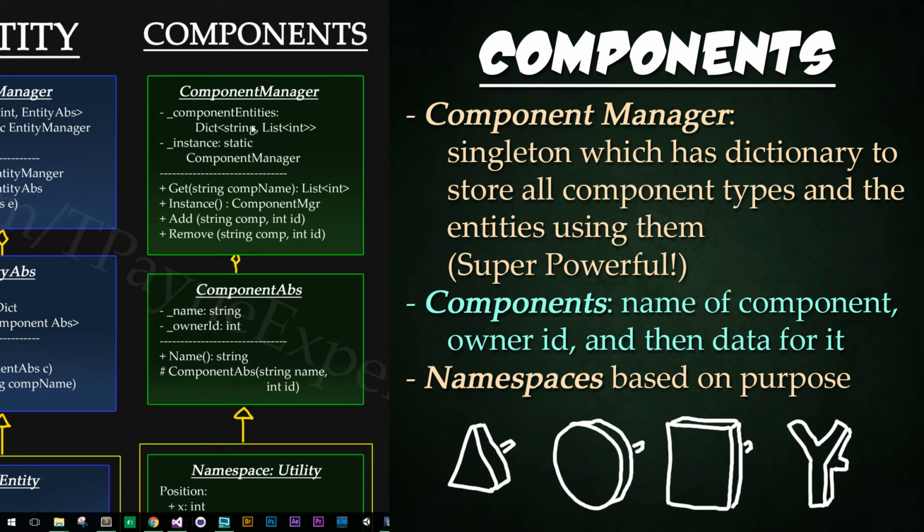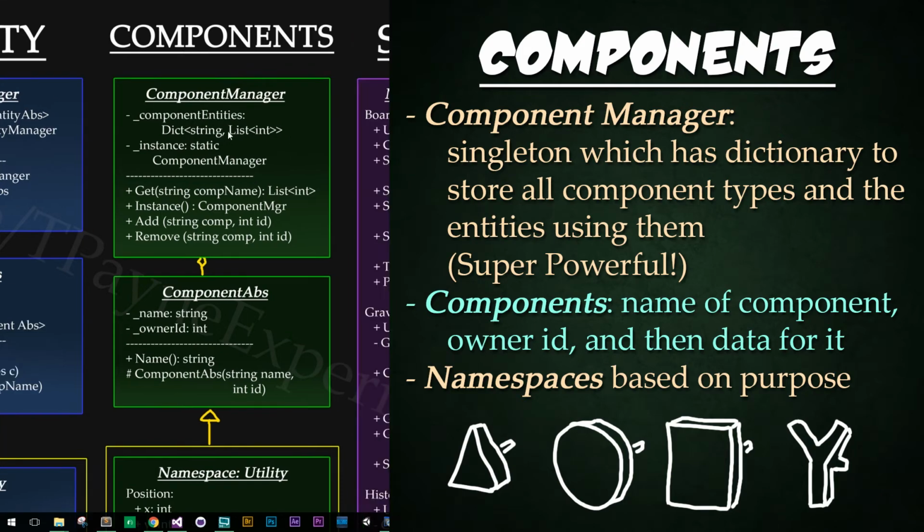And it has a dictionary for component entities, so that if we want to get any entity that has a particular component, we can grab all entity IDs, which is this list of ints, based off the name of that component. And so very quickly, we can grab all entities that are movable by just asking for all entities with the range component. And then boom, we're good. And then here are our functions. We have get for getting the component IDs, and it'll just return a list of ints for all IDs. We have our singleton function here that's just instance to grab the actual component manager.